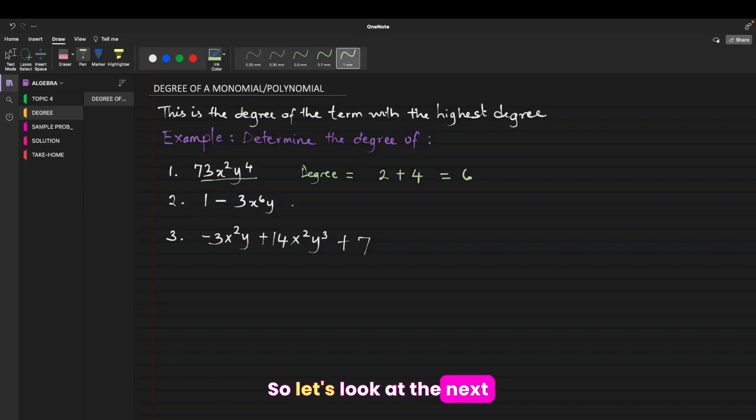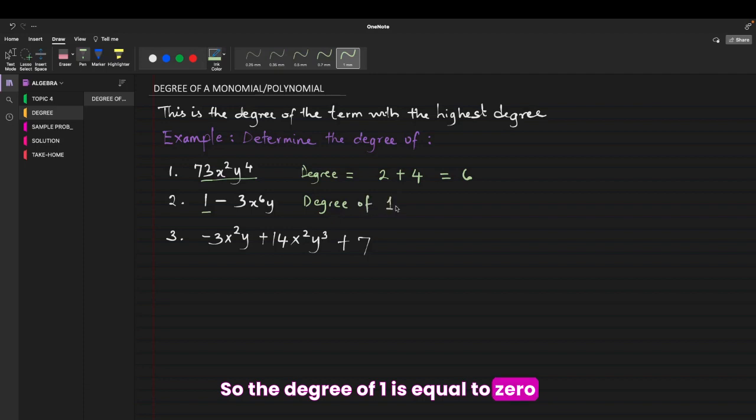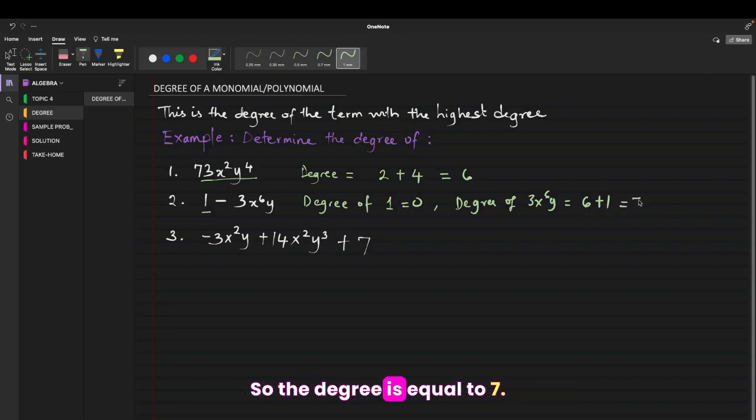Let's look at the next polynomial, the binomial, number 2. The degree of any constant is 0. 1 is a constant, its degree is 0. We need to determine the degree separately. So the degree of 1 is equal to 0, and the degree of 3x raised to the power 6 y is equal to 7, because x has a degree 6 and y has an exponent 1. So the degree is equal to 7.